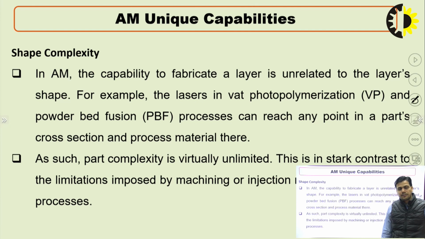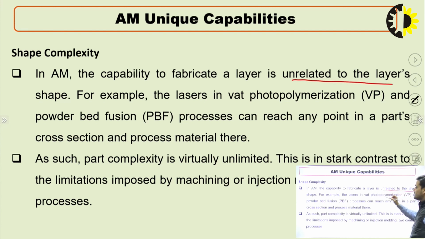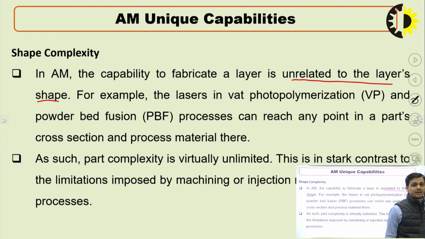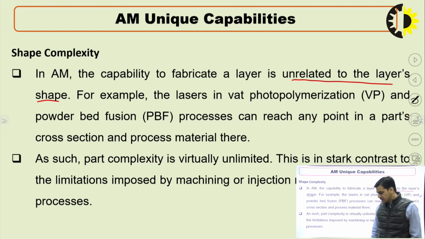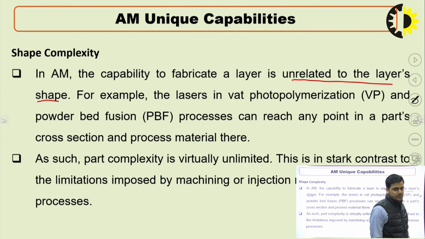The first one is shape complexity. In AM, the capability to fabricate a layer is unrelated to the layer's shape, so it is not related to the layer shape. For example, the laser in the vat photopolymerization and the powder bed process can reach any point in a part's cross section and process the material there. We use that laser in the vat photopolymerization process, and also in the powder bed fusion process.